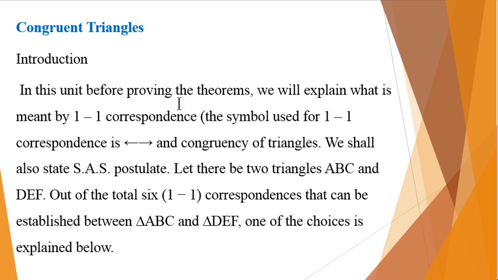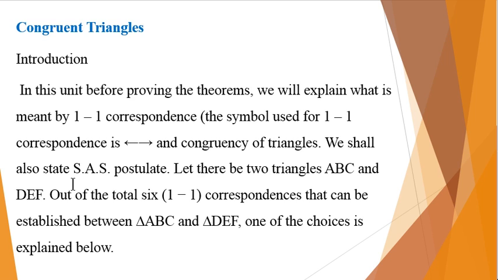In this unit, before proving the theorem, we will explain what is meant by one-to-one correspondence. This is the symbol you are watching over there. It is like a line with a two-sided arrow and congruency of the triangle. So we are using this for the correspondence. If we are establishing some comparison between the triangles, we use this symbol.